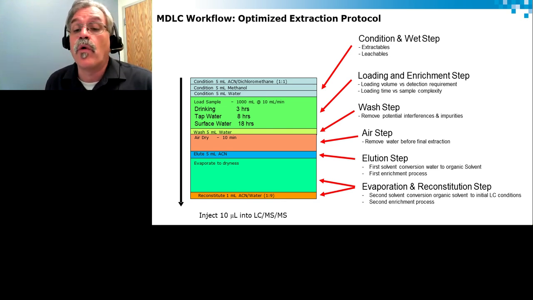For example, when we use sample prep for the extraction of, let's say, a pharmaceutical or pesticide in drinking water or surface water application, we would have in the blue box a scenario where we have to condition the sorbent before we can load the compounds. Because in this case, the conditioning and wetting step would remove any extractables or leachables from the sorbent. Now, we have to remember this, not all SPE sorbents are actually created equal.